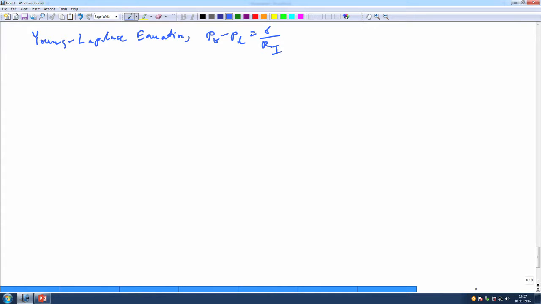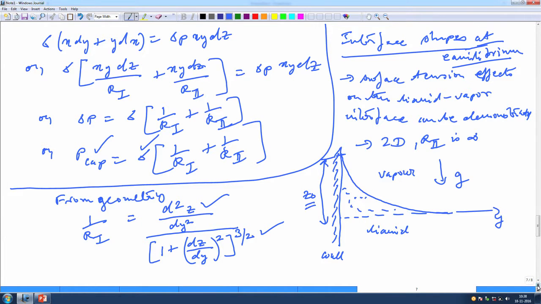Now, the interesting part is as y goes to infinity and z goes to 0, what will we have? You will have P_V at (infinity, 0) must be equal to P_L at (infinity, 0). Why is that? Let us look at it. What is y equal to infinity and z equal to 0? It must be here. So, here the interface is basically flat.